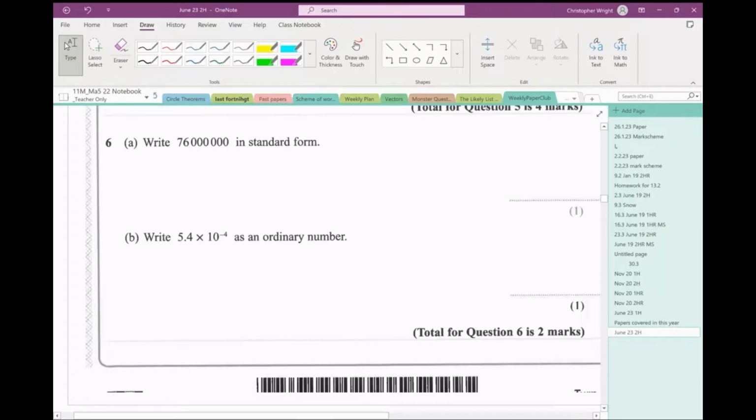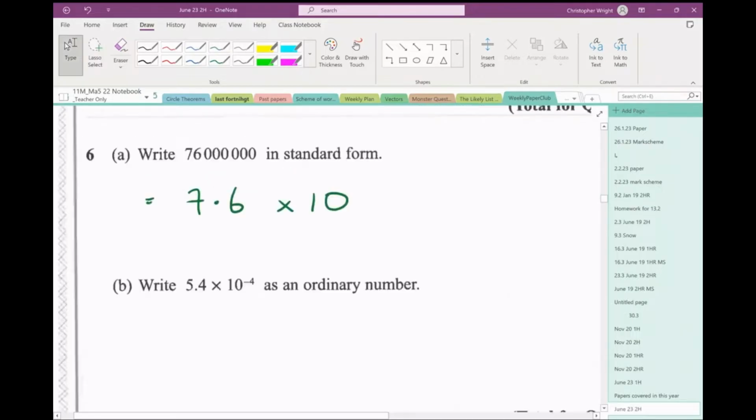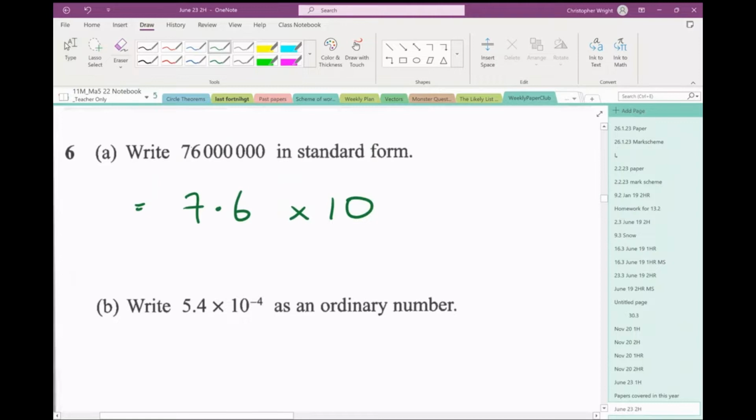Question 6. Write 76 million in standard form. Well, it's going to have to be 7.6 times 10 to some power or other, and it's going to be times 10 to the 7.